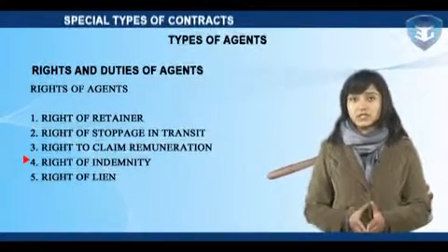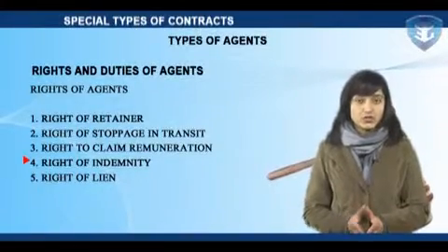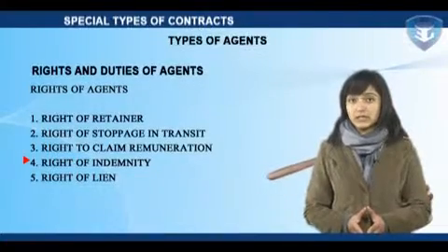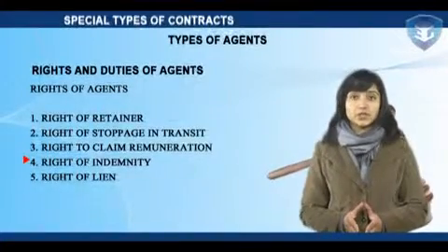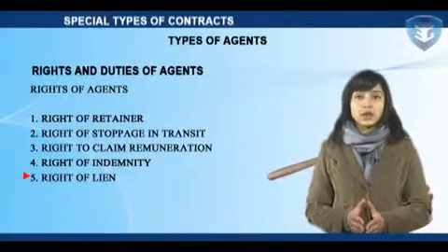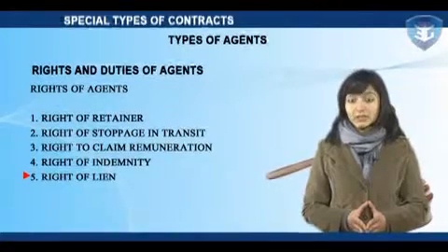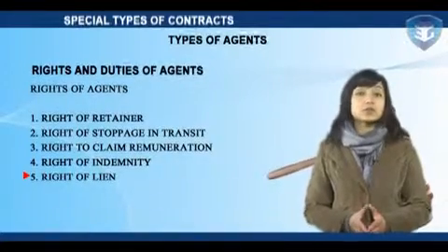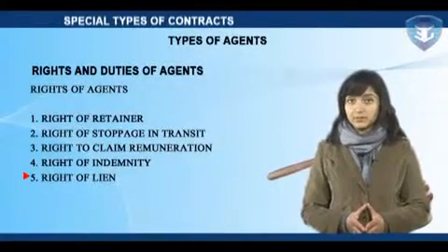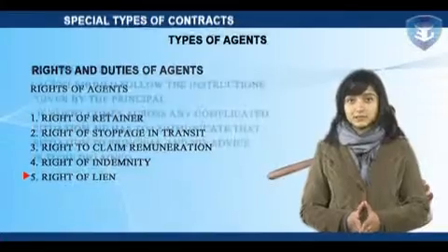Right of indemnity. The principle of indemnity operates between principal and agent, where the principal is the implied indemnifier and the agent is the implied indemnity holder. So the agent can make the principal answerable for all types of sufferings. Right of lien. Agent can exercise the right of lien, but the Contract Act has not specified whether it is a general lien or a particular lien. Therefore, the nature of the agent's lien depends upon mutual understanding.